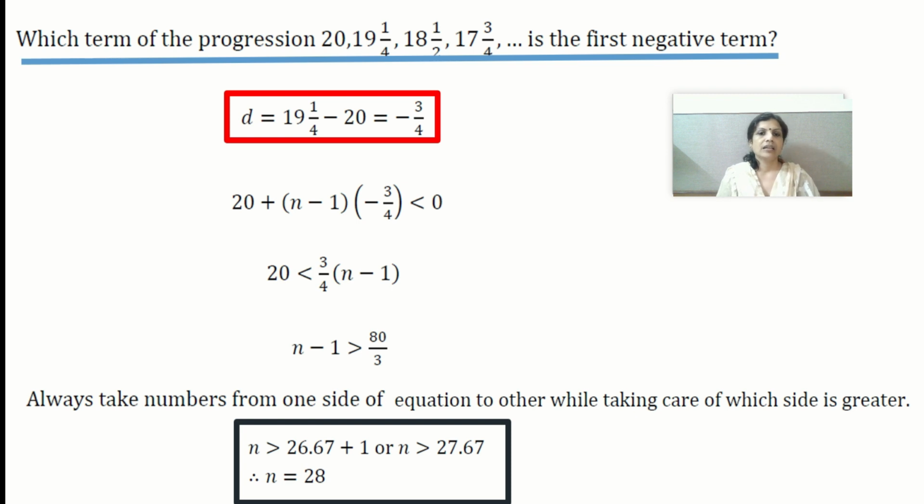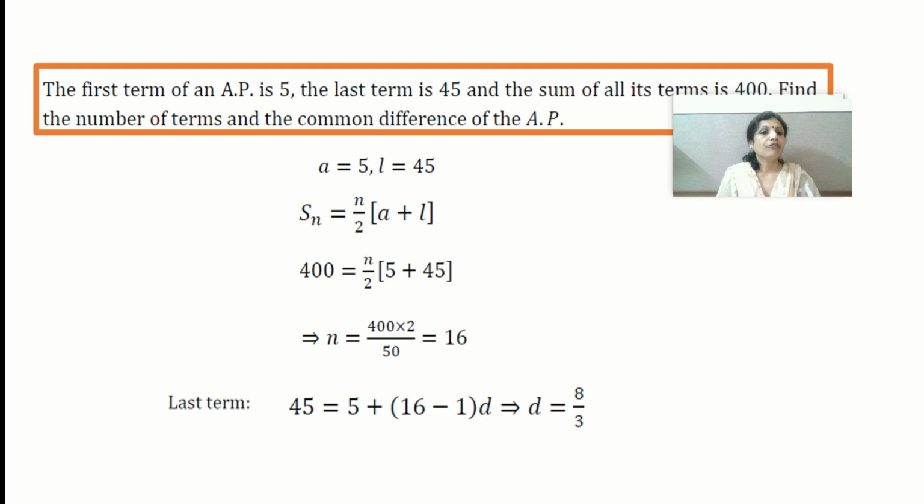Alright? Okay. The next: the first term of an AP is 5, the last term is 45 and the sum of all the terms in the given AP is 400. Find the number of terms and the common difference of the AP. Now we are given the first term, that is 5. We are given the last term, which we denote by l, which is 45. And the sum of all the terms is also given, that is 400. So Sn is also given. We have to find the number of terms, that is n, and the common difference, which is d.